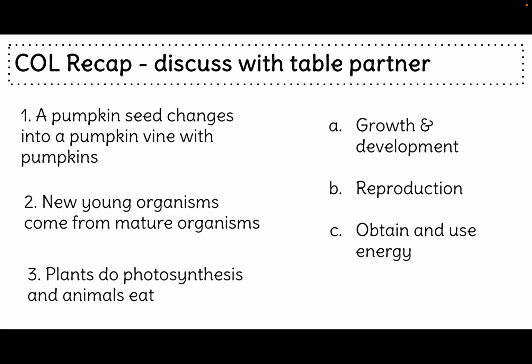For this recap, just write this down on a scrap piece of paper. We'll be checking it together as a class at a later date. I need you to match the correct letter with the correct number. So number 1 says a pumpkin seed changes into a pumpkin vine with pumpkins. Number 2, new young organisms come from mature organisms.